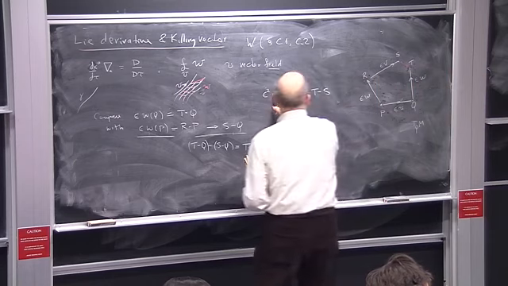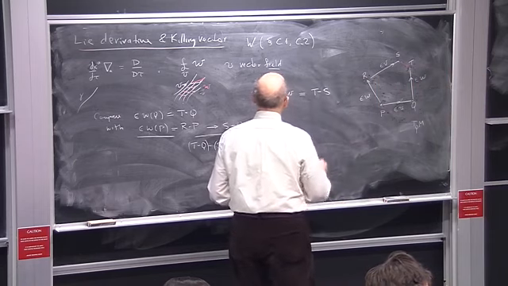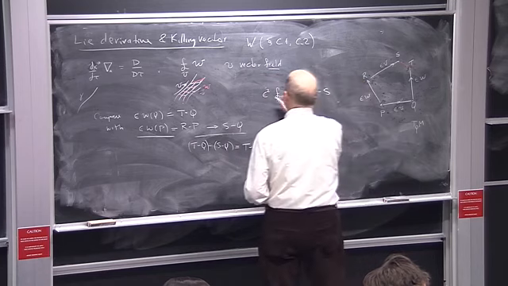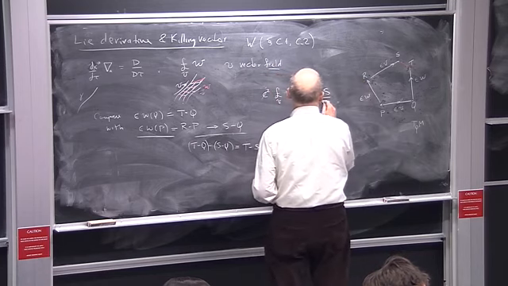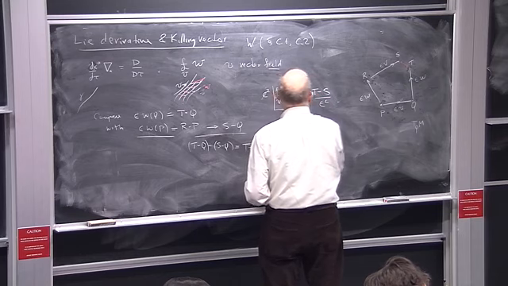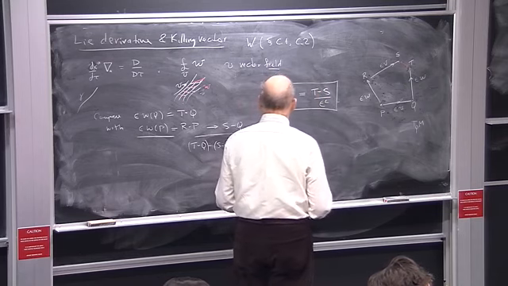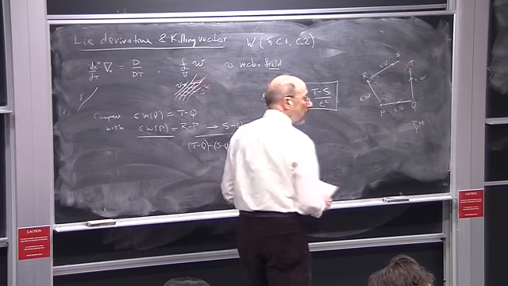But since it's second order in epsilon, we want to divide through by epsilon. If we want something finite, then we divide through by epsilon squared. And this is geometrically our definition of the Lie derivative. Okay.